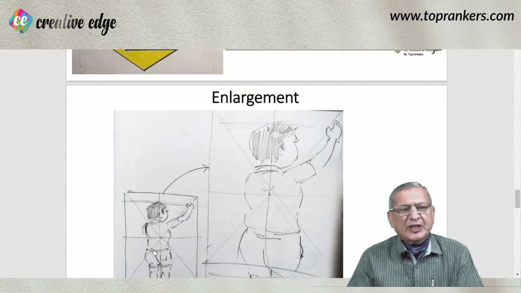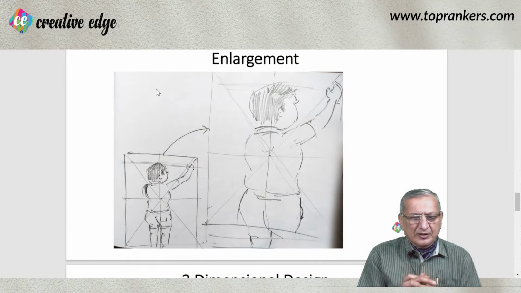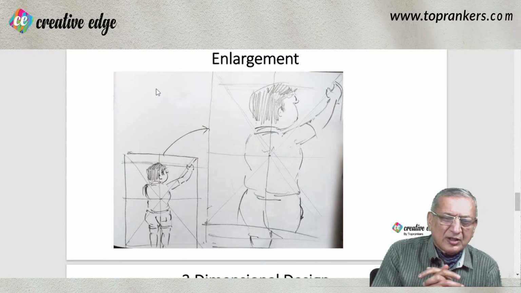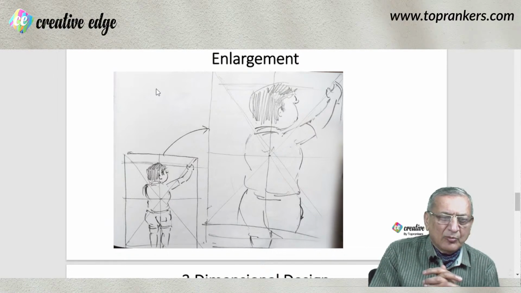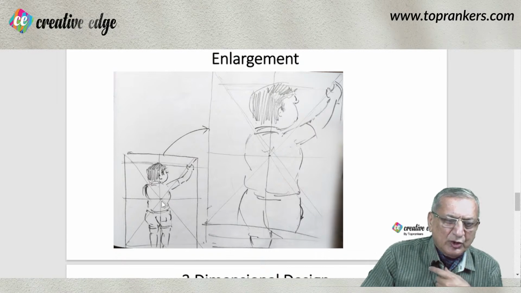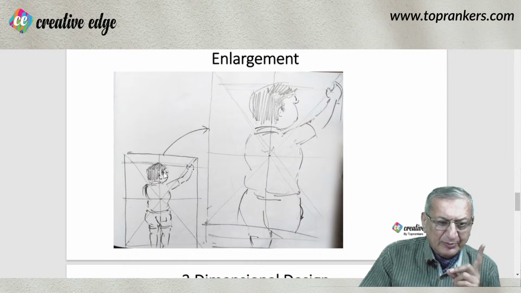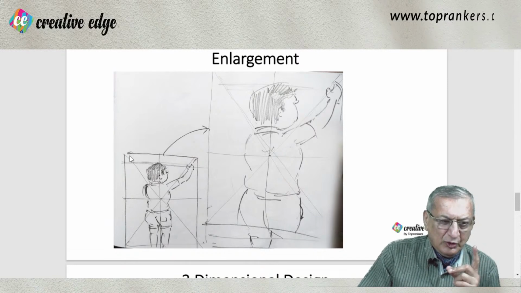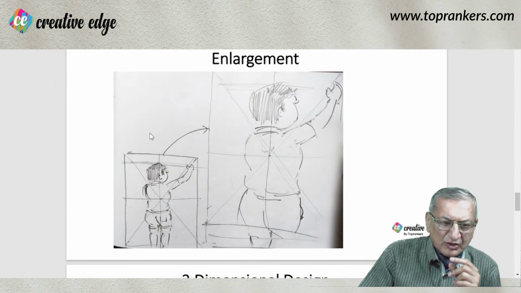Next type that can be one of your forte is enlargement. It is not a finished one, but you can see the small sketch given to you. What you do with a free hand, remember free hand is important here, you take two diagonals and two cross lines.